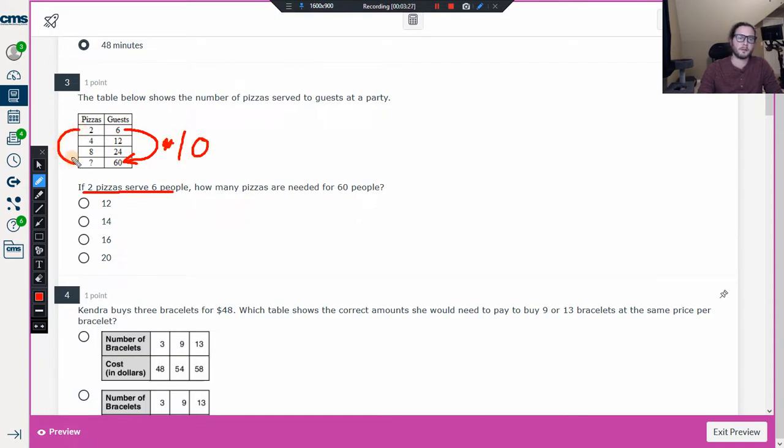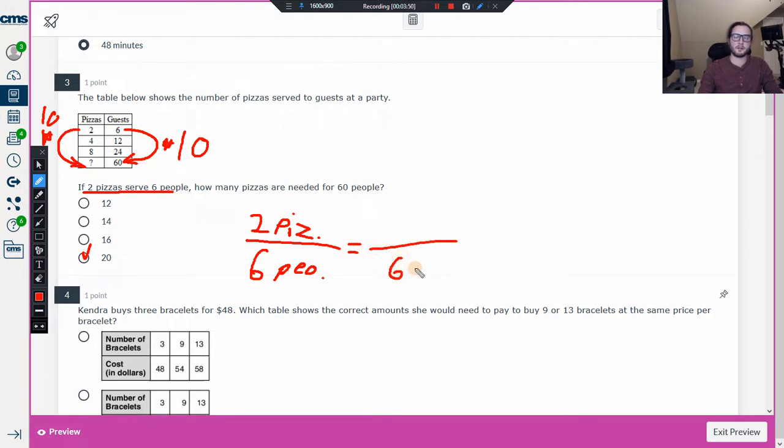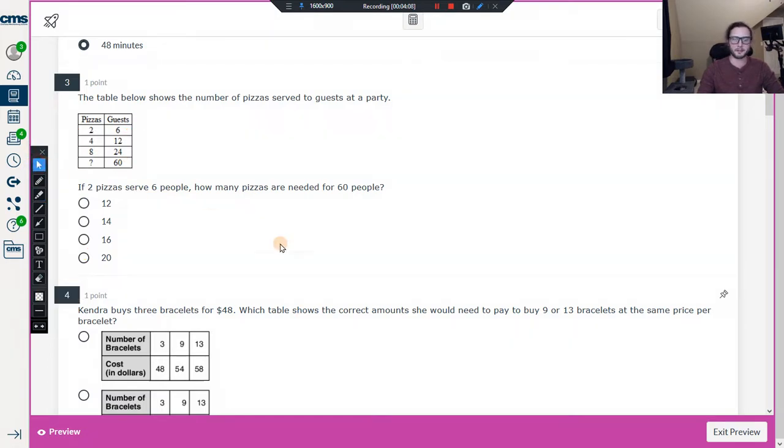Therefore, we would also multiply the number of pizzas by 10. That's one way you could have done this problem. You could have done 2 times 10. That would have given you 20, which would work. Another way you could have done it is again set up an equivalent proportion. We have 2 pizzas for every 6 people, and we could set that equal to 60 people and solve it just like the problem before. Cross multiply 2 times 60 to get 120. 120 divided by 6, that would also give me 20. So again, another problem that could be solved 2 ways.